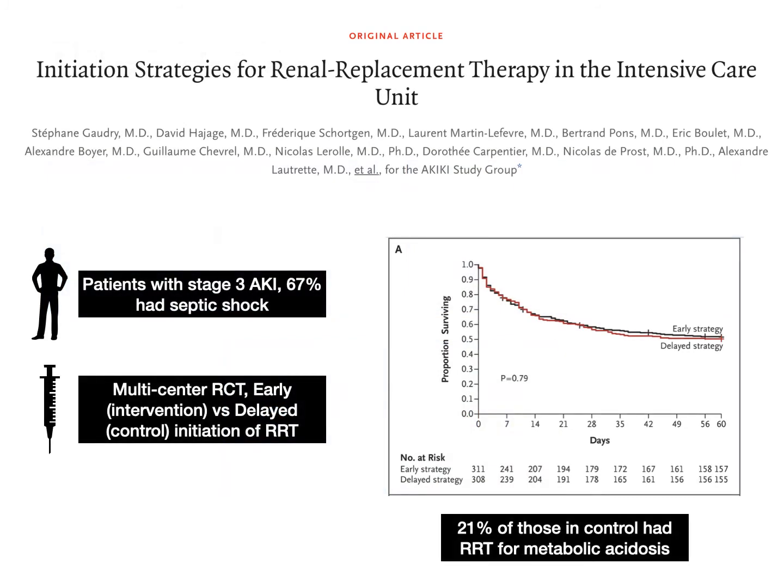The AKIKI trial was by Gaudry et al. and was published in the New England Journal of Medicine. They enrolled patients with stage 3 AKI, and more than half of them had septic shock. They randomized them into early and delayed renal replacement therapy strategies, and they found that there was no survival difference between the two groups. In terms of acidosis as an indication, 21% of those in the control arm were dialyzed due to intractable metabolic acidosis.